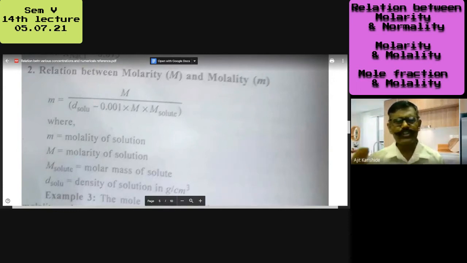M solute means molar mass, and M is molarity, so it is somewhat related to mass. But on the left side we are getting what? The density. The unit of density is gram per cubic centimeter or kg per dm cube. Anything will do; for the time being, I consider gram per cubic centimeter. I repeat, because if I have to subtract one thing from the other, then both should be of the same unit.